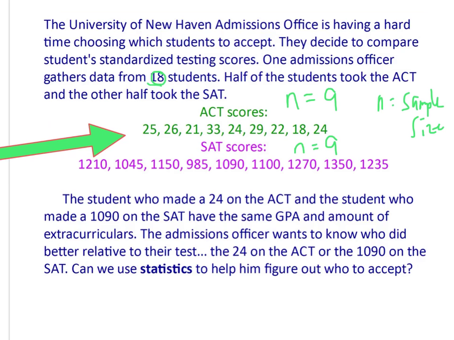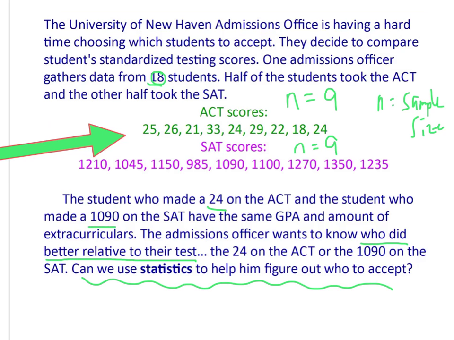So the student who made a 24 on the ACT and the student who made a 1090 on the SAT have the same GPA and amount of extracurriculars. The admissions officer wants to know who did better relative to their test. Was it the 24 on the ACT or the 1090 on the SAT? Can we use statistics to help him figure out who to accept?